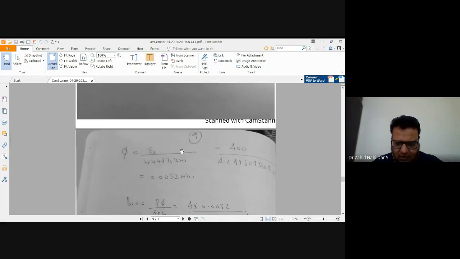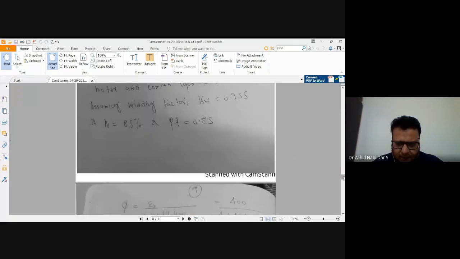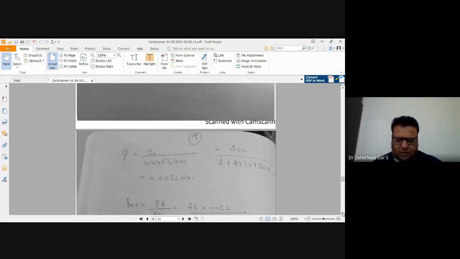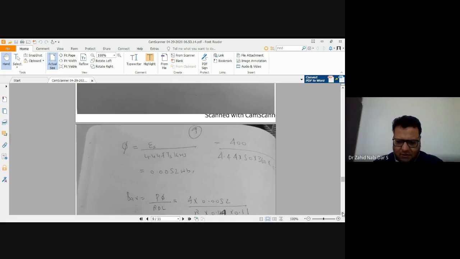So you'll see it is 400, because it is saying star delta starting. So secondary would be delta, hence phase and line voltage is same. So 400 only we will take. 400 divided by 4.44 into 50 into 360 into Kws, which is 0.955. It is mentioned, assuming your winding factor Kw to be 0.955. So once you are substituting there your 0.955, you get your flux to be 0.0052 Weber.